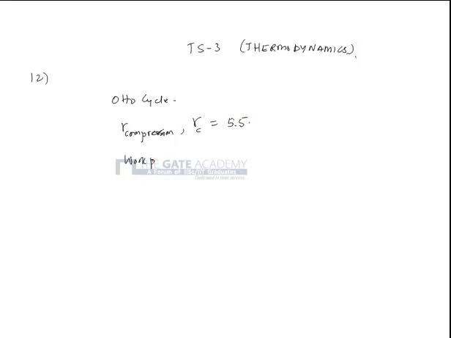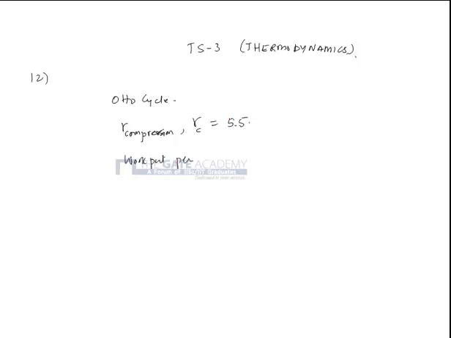Let's discuss question number 12 from test 3, and it is from thermodynamics. A spark ignition engine which works on an Otto cycle is given. The compression ratio, let's denote it by gamma C, is 5.5, and the work output per cycle is given.